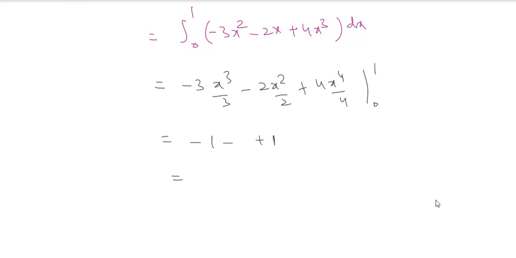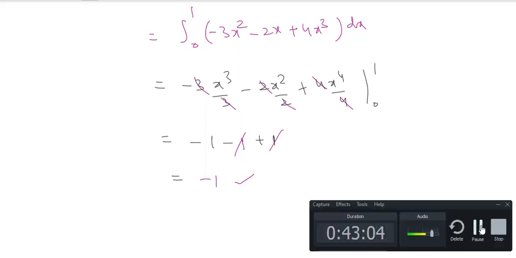Sorry, this is also what? See, after doing this, 3, 2 will get cancelled. Limits only, directly I have to substitute. So this minus 1 plus 1 will get cancelled. Your answer will be minus 1. Okay, so this is how you have to solve the problems based upon the line integral. Clear with my point? Yes or no?